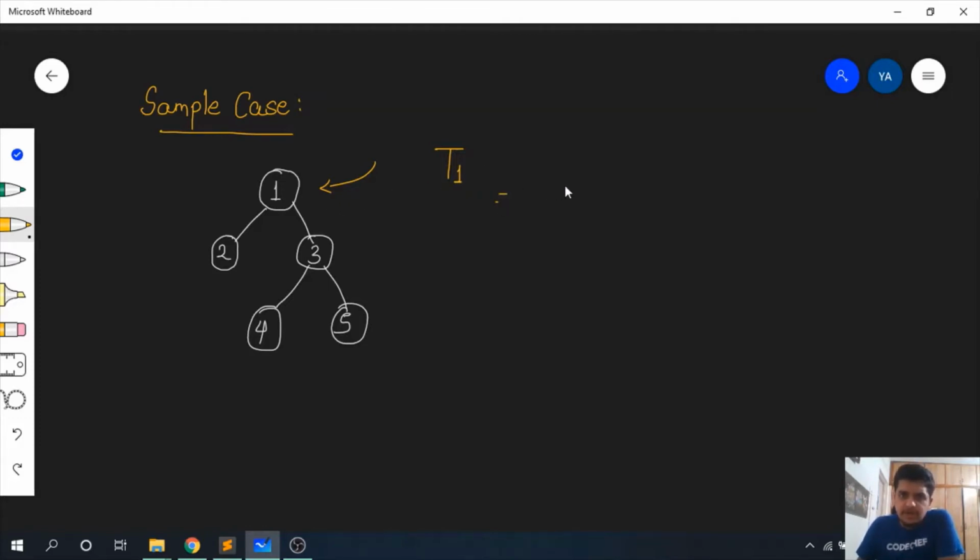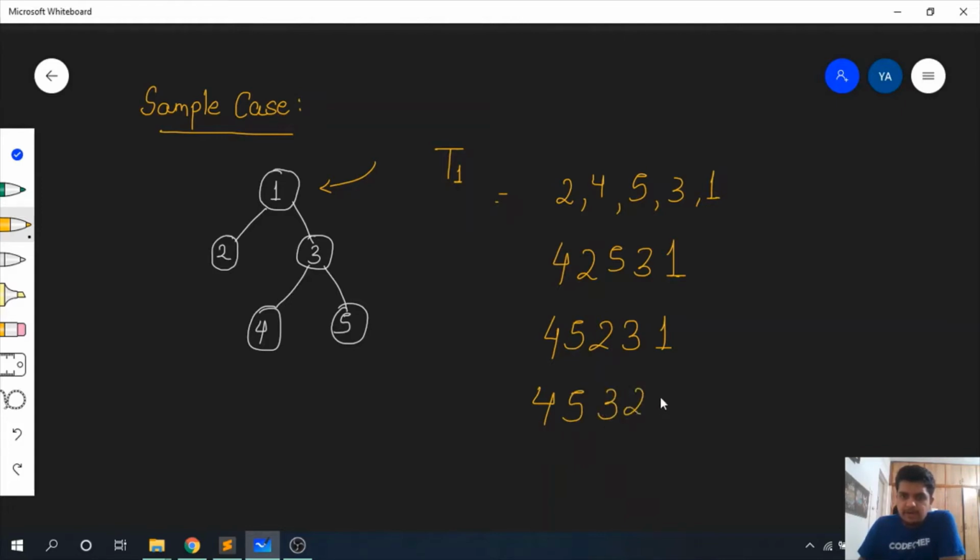So the first one will be 2, 4, 5, 3, 1. This is one valid ordering as it follows the condition that no ancestor of a node occurs before it in the list. The next one will be 4, 2, 5, 3, 1. This is again a valid ordering. One more possible ordering will be 4, 5, 2, 3, 1. Again, another ordering will be 4, 5, 3, 2, 1.